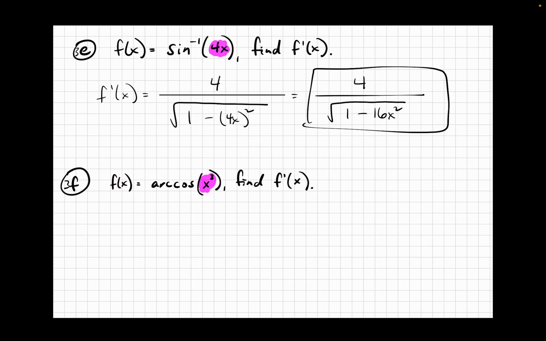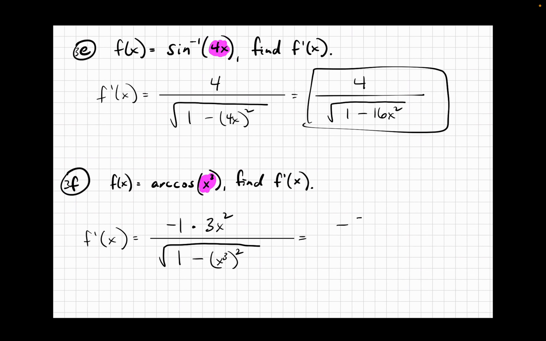F. This was arc cosine. Arc cosine is very similar to arc sine, except it has a negative at the top. So it's going to be negative 1 times the derivative of the stuff. The stuff is x cubed. So the derivative of x cubed is 3x squared. And on bottom, it's going to have exactly the same square root 1 minus stuff squared. That's x cubed.